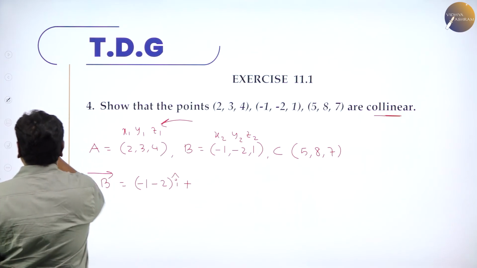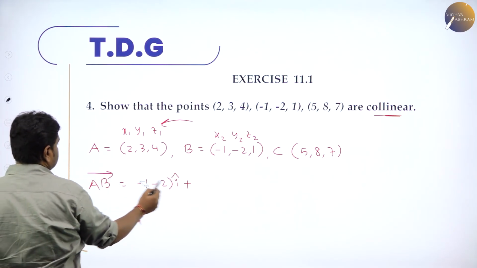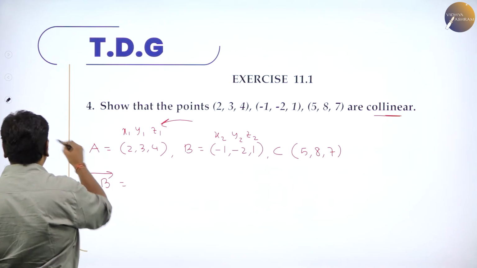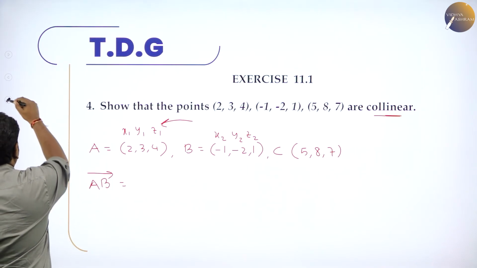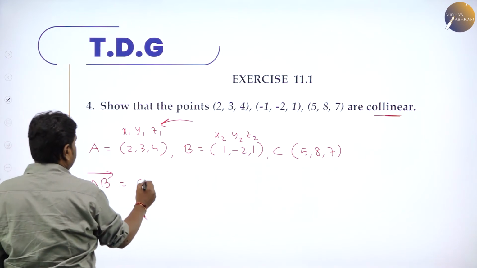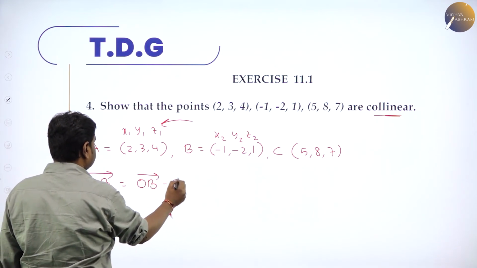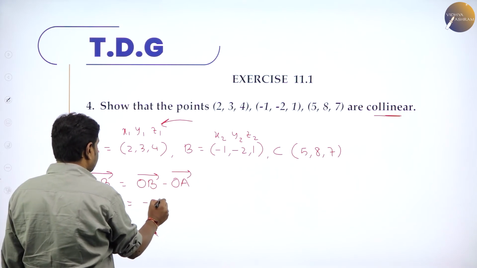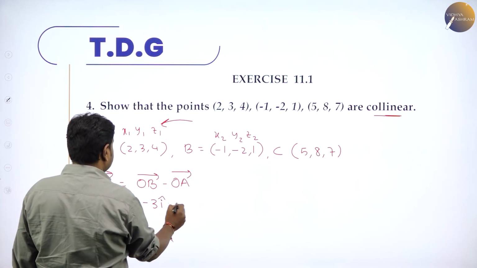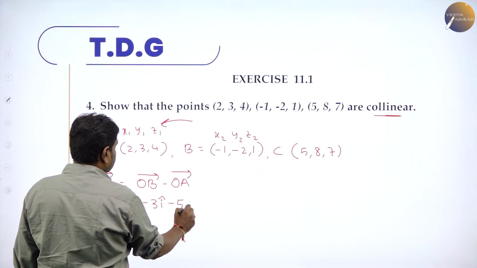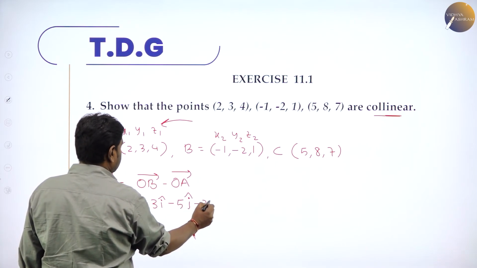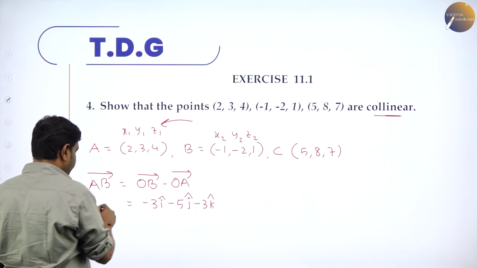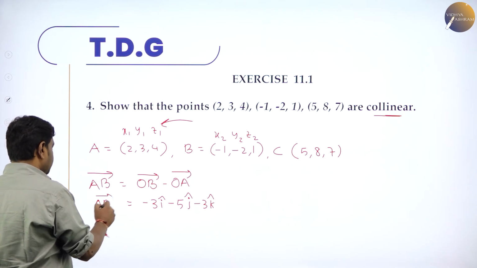You have learned vector notations. In vector notations, let me write the formula. AB can be written as OB minus OA, that is B minus A: -1 minus 2 is -3 i cap, and then -2 minus 3 is -5 j cap, and -3 k cap. This is AB. And create BC.